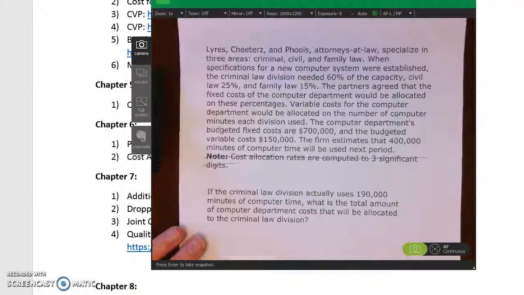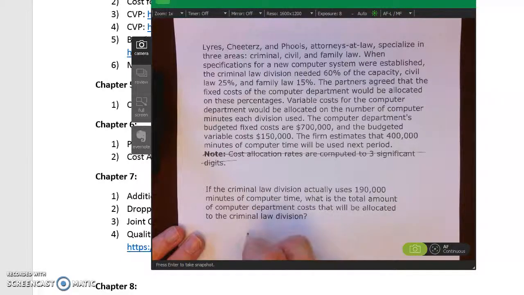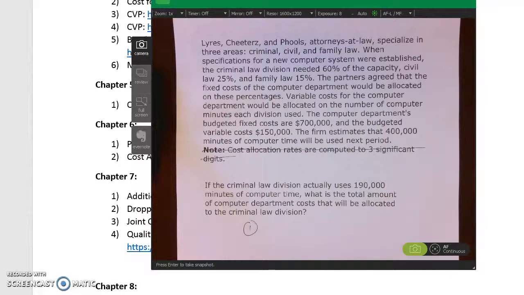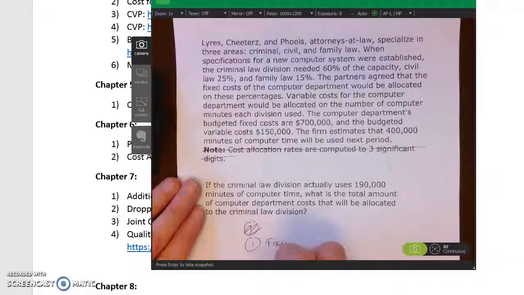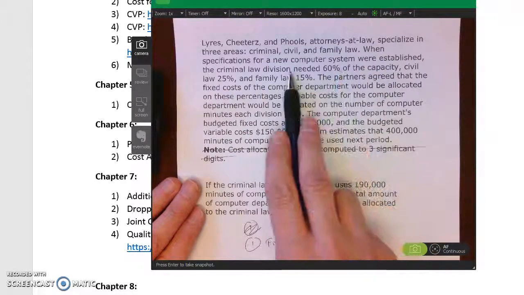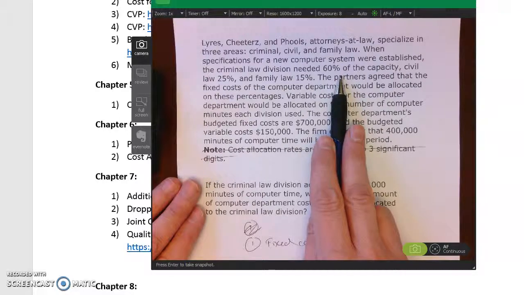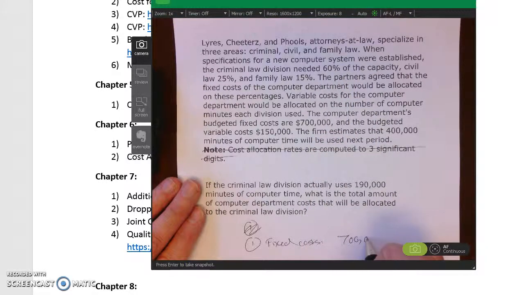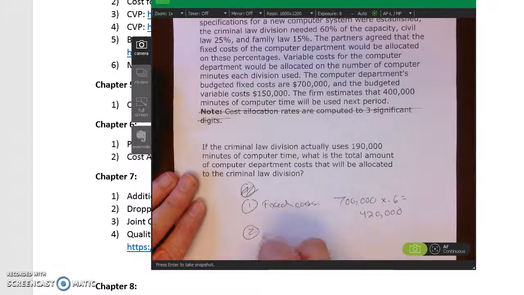Okay? So we say over here, if the criminal law division actually uses 190,000 minutes, what's the total amount of computer department costs that the criminal law division will get? So we're going to allocate out the fixed costs first. It says right over here, we're going to allocate out the fixed costs of the computer department based upon these percentages. So here's the fixed cost, $700,000, and criminal gets 60%. So I'm going to take my $700,000 times 0.6, which gives me $420,000. That's the first step.